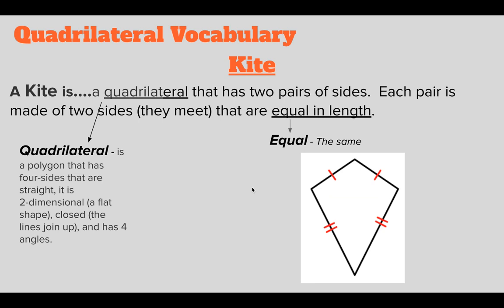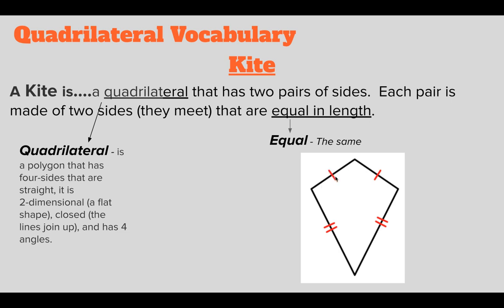Next is a kite. A kite is a quadrilateral that has 2 pair of sides. Each pair is made of 2 sides where they meet that are equal in length. Now we know that this side and this side are equal because again on our drawing, whoever made this drawing put a line right down the middle of these 2 sides. This line means that this line of the shape and this line of the shape are going to be equal.